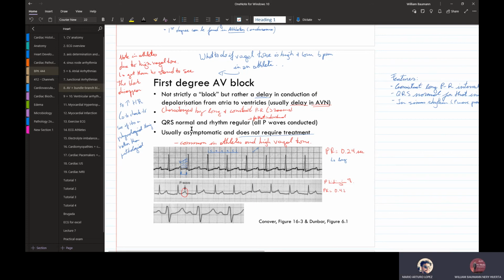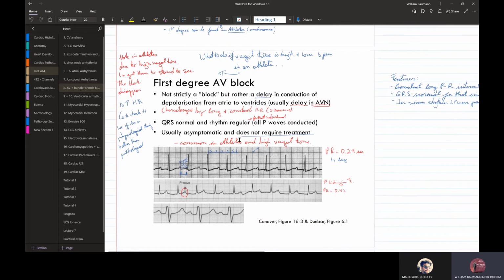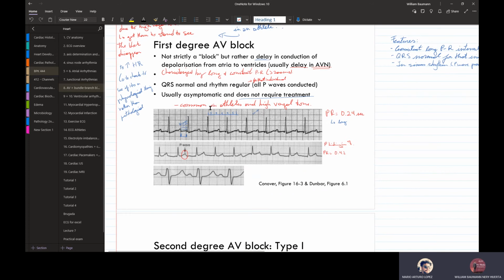And the QRS is normal. The reason why the QRS is normal, you know this, is because the ventricles are not affected. It is at the AV node where we may have a problem, or like we said, the bundle of His or bundle branches. So you have the correct atrial activity, and then there's a delay, which causes the increase in the length of the PR.